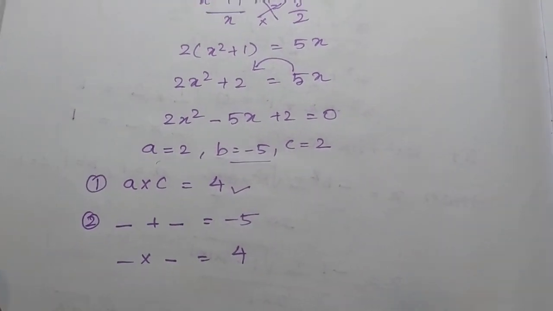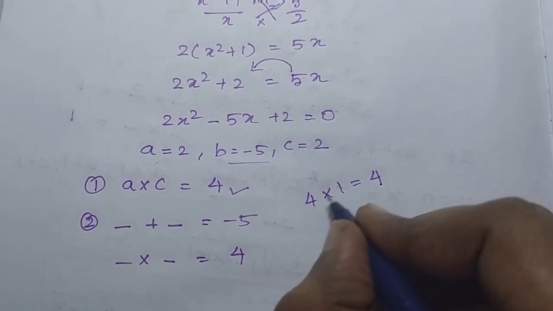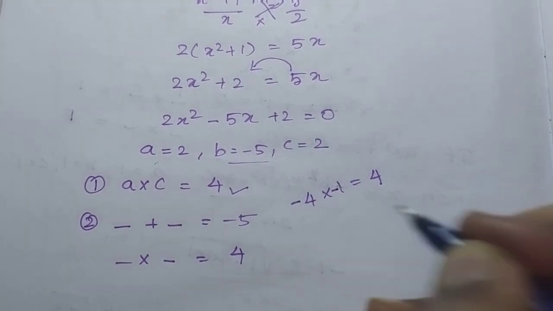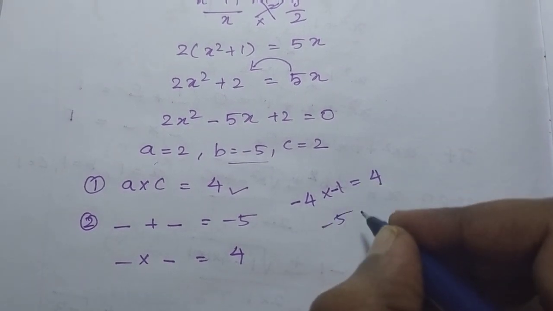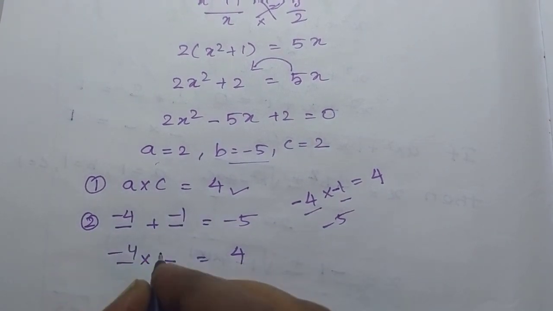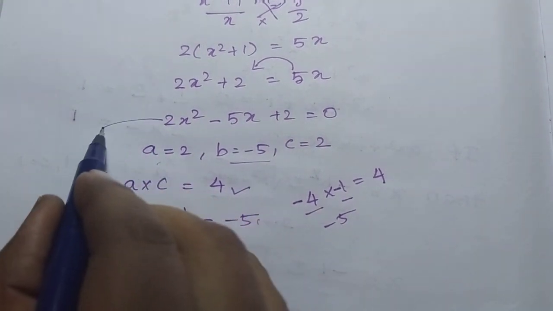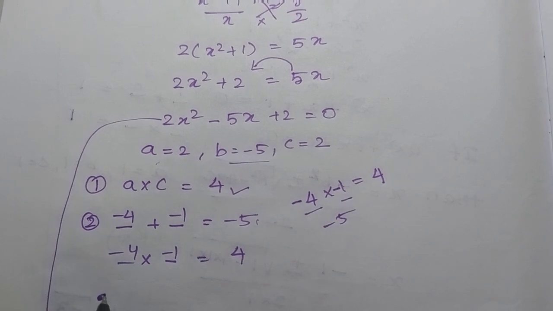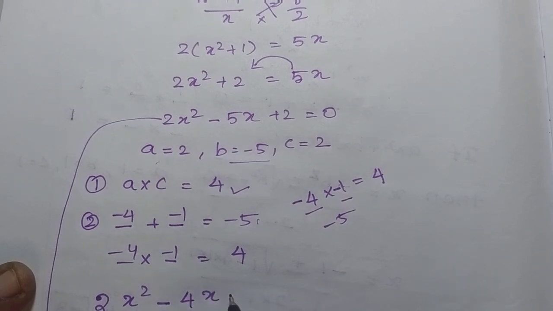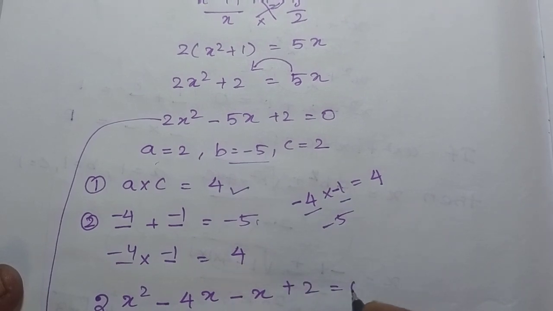Let's check. 4 into 1, I will get 4. If I add that, I will get 5. But here minus is there. So, if I take both numbers as minus, then I will get minus 5 if I add them. So, now I found the two values, that is minus 4 and minus 1. These two values satisfy both conditions. Therefore, I am going to substitute these two values in this equation. Therefore, this equation becomes 2x square minus 4x minus x, since minus 1 into x is minus x, plus 2 is equal to 0.